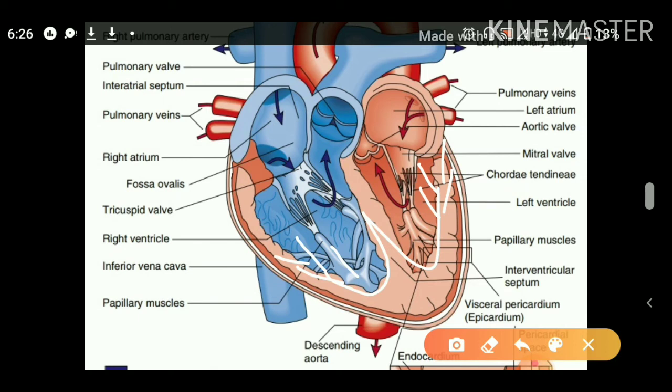This is interventricular septum. This interventricular septum separates right ventricle and left ventricle.